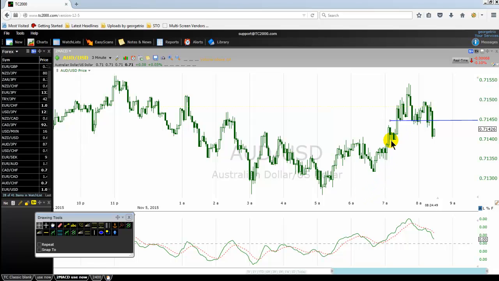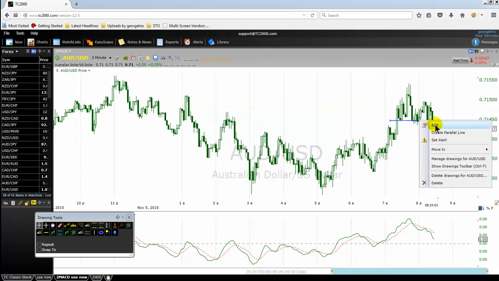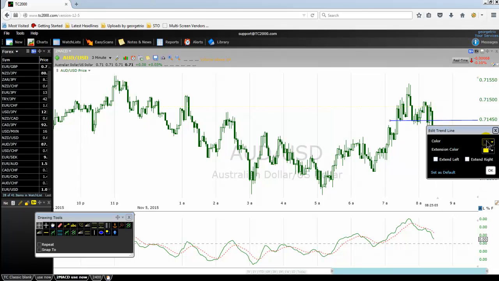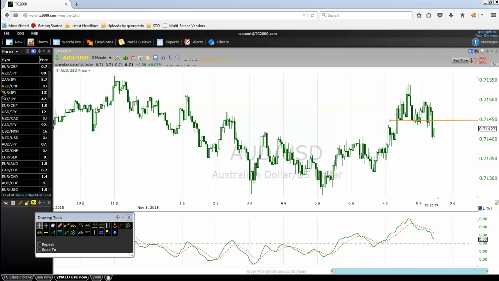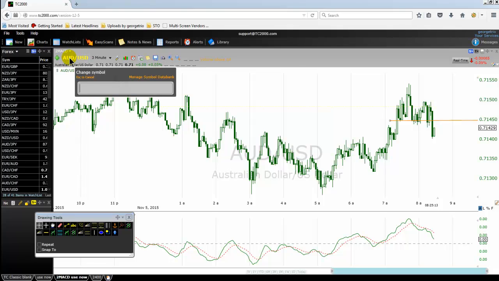Just sell the Australian dollar, US dollar at 7145. Okay. Hold on, please. I just sold the Australian dollar at 7145. That's my entry here. Hold on, please, my traders. Okay. That's there. Sold it. I want to buy also the euro dollar currency pair.